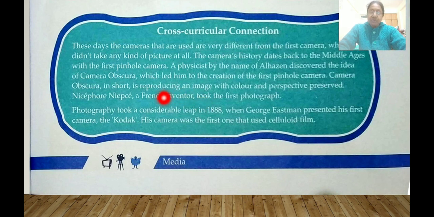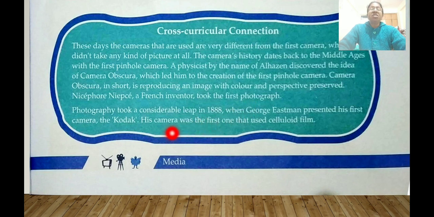So what is camera obscura? What is its use? Camera obscura is reproducing an image with color and perspective preserved. So this is what camera obscura is. It is about reproducing an image with color and perspective preserved. So that's it. Who took the first photograph?